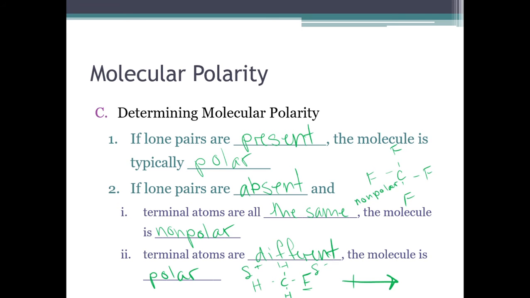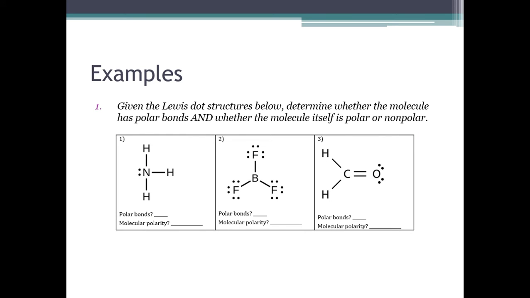All right, let's see some examples. Given the Lewis dot structures below, determine whether the molecule has polar bonds and whether the molecule itself is polar or nonpolar. All right, so here we go.